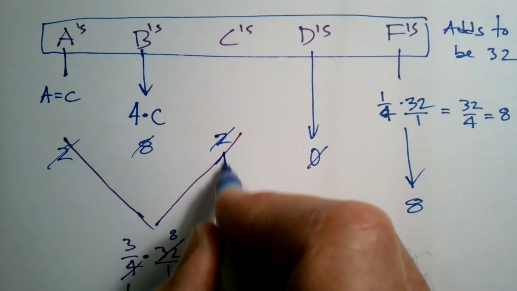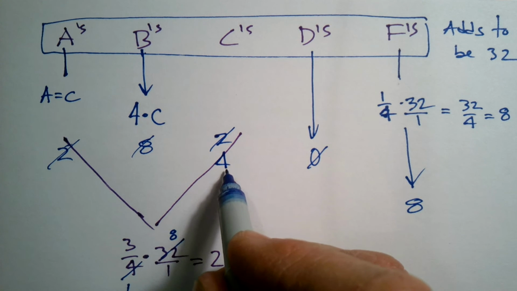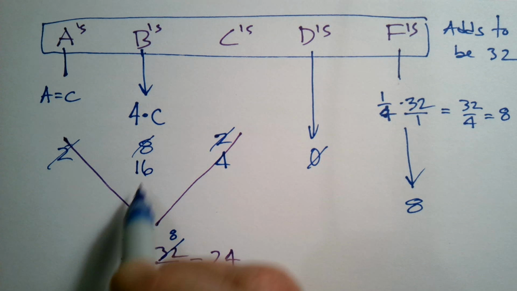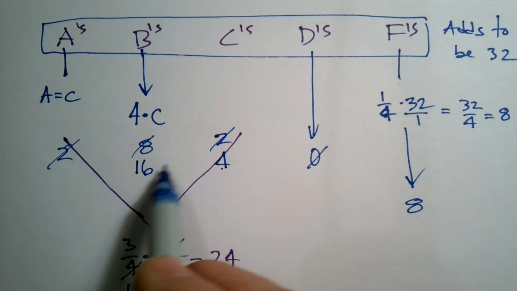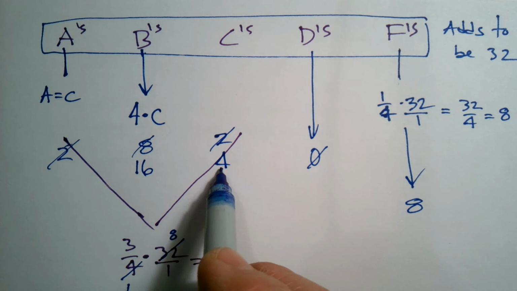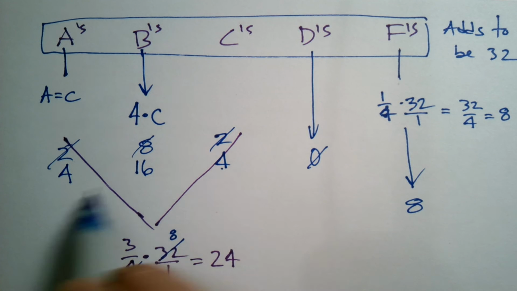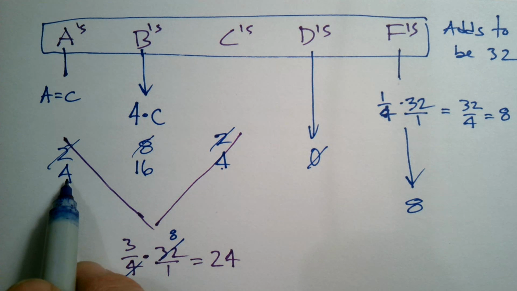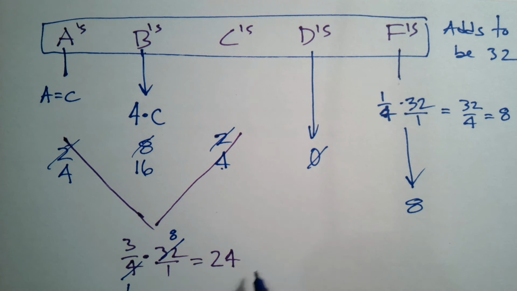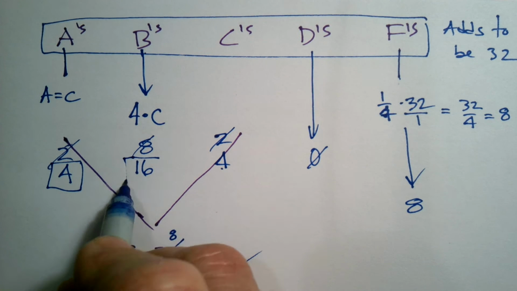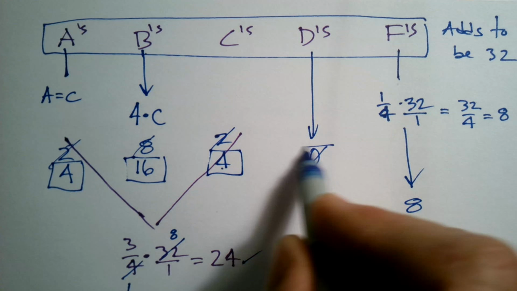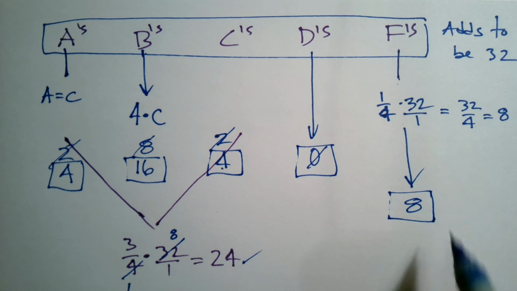So then let's guess 4. 4 C's would give me 16 B's, because there's 4 times as many. And then there's also going to be 4 A's, because A and C have to be equal. Now, if I add those up, 4 plus 16 plus 4, that equals 24. So I think I got my answer. There are 4 A's, 16 B's, 4 C's, 0 D's, and 8 F's. All right, there you go.